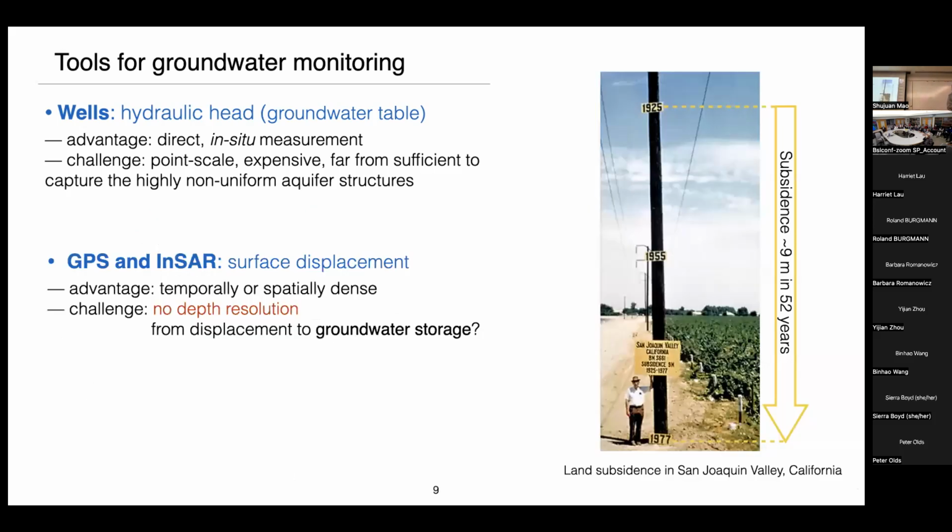So in recent years, GPS and InSAR have also emerged as very attractive tools for aquifer monitoring. The basic idea can be shown in this famous example on the right side. This photo is taken in San Joaquin Valley in Central California, where the groundwater depletion has been excessive due to the high demand for irrigation. Shown on this map, the signs on the pole indicate the altitude of the ground surface in different years. For example, in 1925, the ground surface was over there, and in 1977, it was over here. So this indicates about 9 meters of subsidence over half a century, which is pretty dramatic.